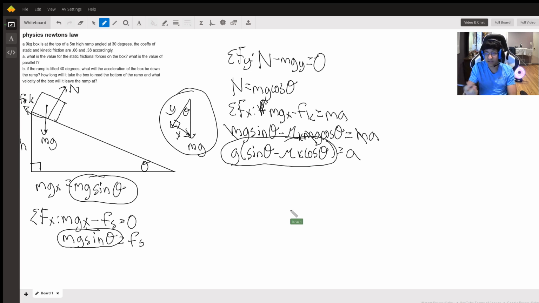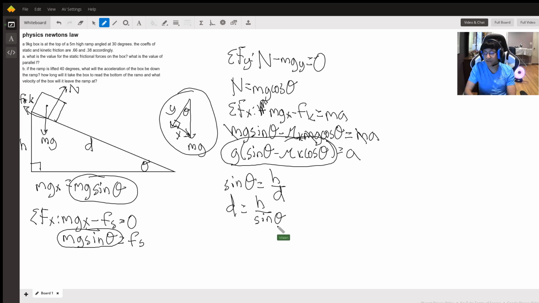So that's the acceleration. Now they ask how long will it take to reach the bottom of the ramp. In order to find that, we need to use a little bit of kinematics. So we need to know this distance down the ramp here, and we can actually solve for that using a triangle, namely sine theta equals h over d, because we're using the whole ramp as a triangle here, which means that d equals h over sine theta.